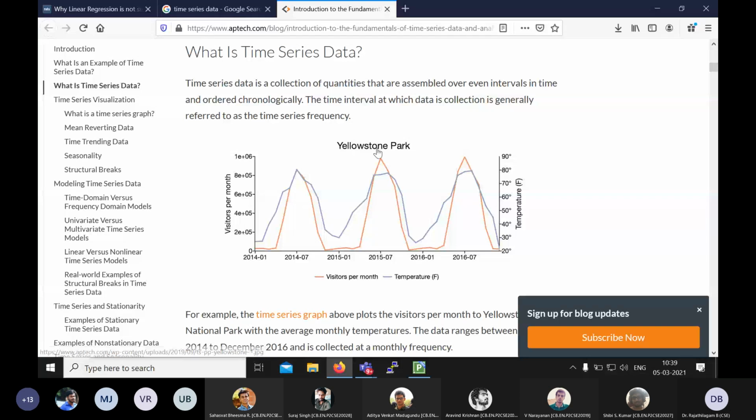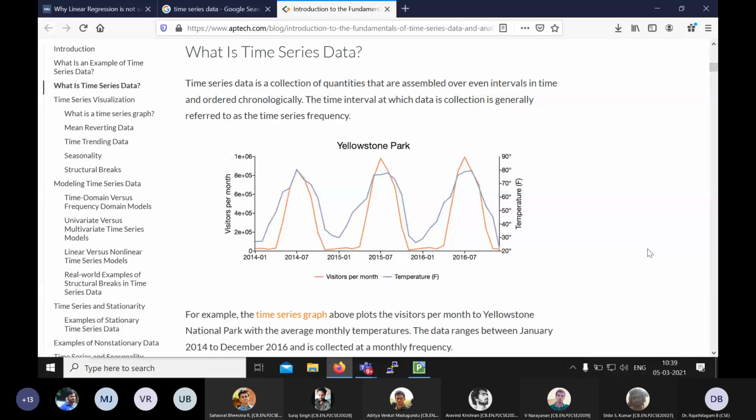So let us look at Yellowstone Park. It's a park. How many people visited the park in January 2014, July 2014, January 2015, July 2015, January 2016 and July 2016? How many people visited and what is the temperature during that time? What is the season during that time? This you call a time series graph. Now this one, can you use regression for modeling the trend in the data?